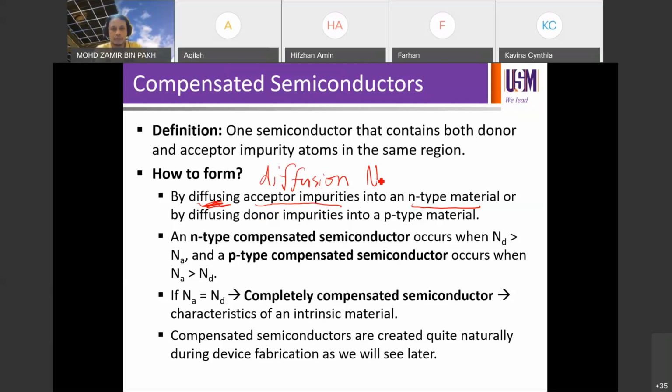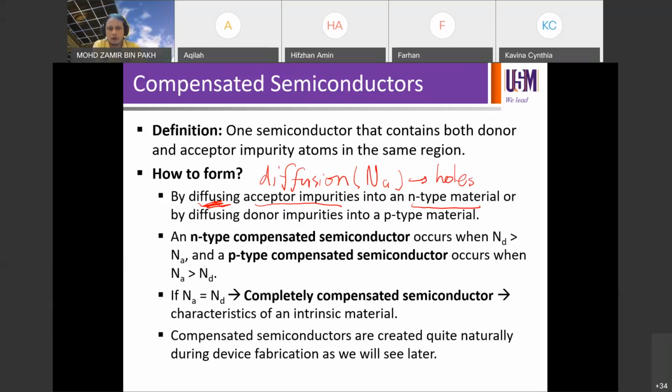Right? So you are introducing Na, or you are introducing more and more holes, because you know that the majority carriers in the n-type are electrons, so you want to cancel out more or less. So you are actually compensating the semiconductor material. Or on the other hand, you can also diffuse donor atoms, which contain electrons, into p-type, which contains holes as the majority carriers. So again, the opposite type of carriers. Okay.